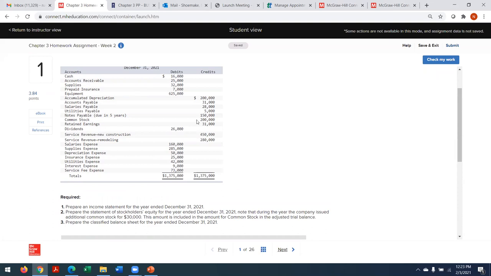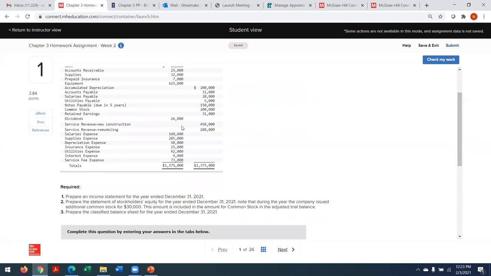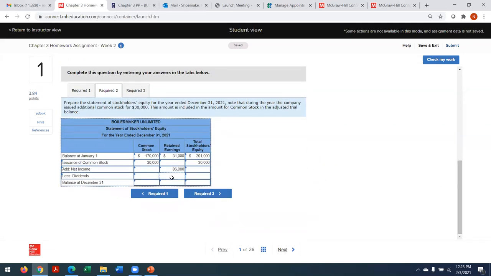We started the year with retained earnings of 31,000. Do you see that? 31,000. So we're going to add that there. And our total stockholders' equity will be 201,000. Issuance of common stock. We add our net income, right? Add net income of 86,000. And we subtract our dividends, which up here it will tell us were 26,000. So our dividends of 26,000, let me see if I have to do a minus. That should then give us our ending balances here.